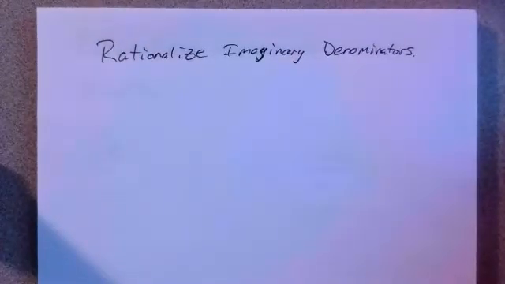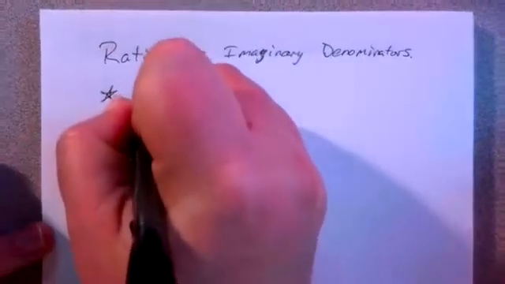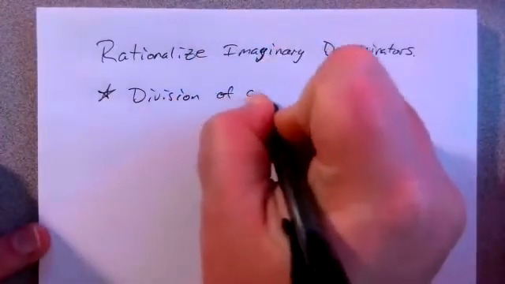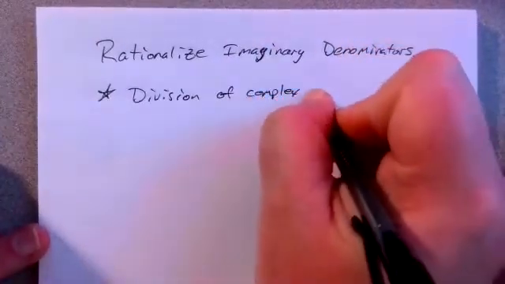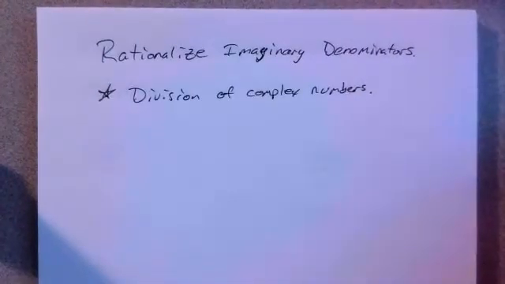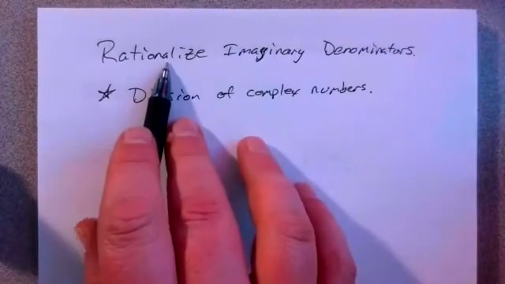All right, here we're going to take a look at rationalizing imaginary denominators. To rationalize imaginary denominators is the division of complex numbers. We've looked at addition and subtraction, which are kind of the same thing. We looked at multiplication. Now we're taking a look at the division of complex numbers, and it's called rationalizing imaginary denominators.